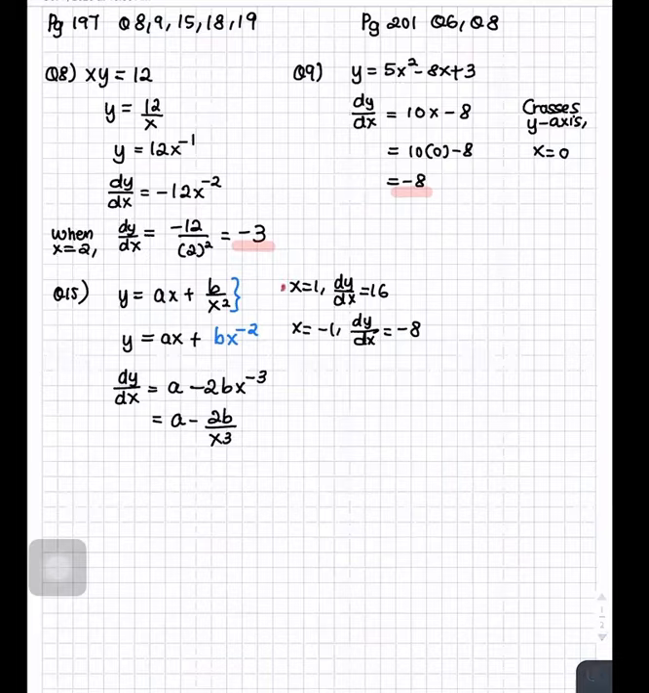Look at these two information given here. They say the gradient is 16 when x is 1. See? You have a gradient expression now. What can we do? You put it in. Yes, correct.